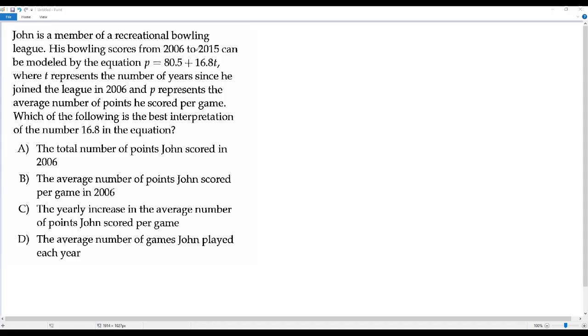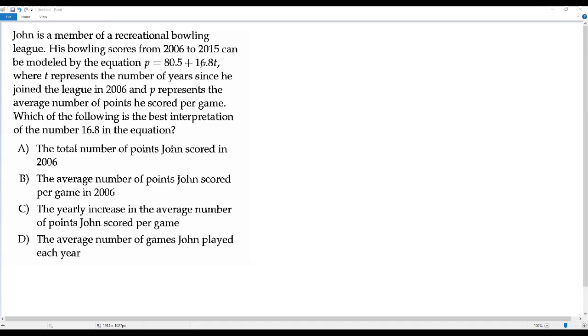His bowling scores from 2006 to 2015 can be modeled by the equation P equals 80.5 plus 16.8 times T, where T represents the number of years since he joined the league in 2006 and P represents the average number of points he scored per game. Which of the following is the best interpretation of the number 16.8 in the equation?